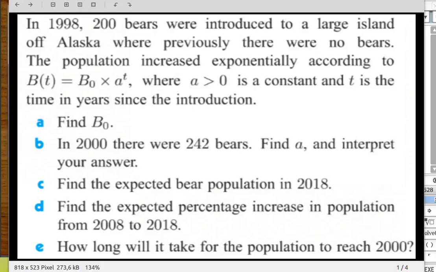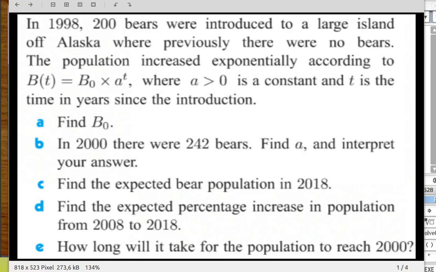In this video we are going to solve the following problem. In 1998, 200 bears were introduced to a large island off Alaska where previously there were no bears. The population increased exponentially according to B(t) = B0 times a to the power t, where a is a constant and t is the time in years since the introduction.